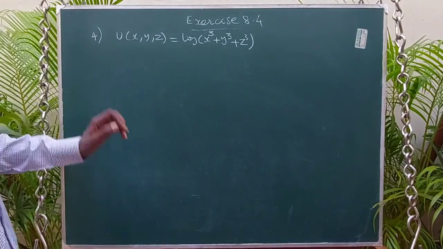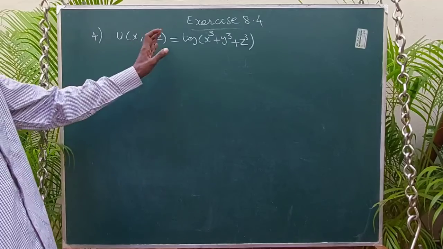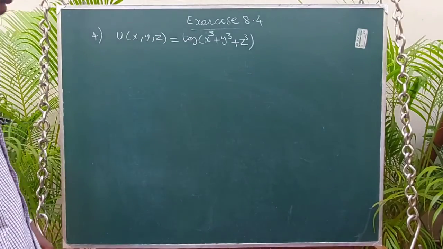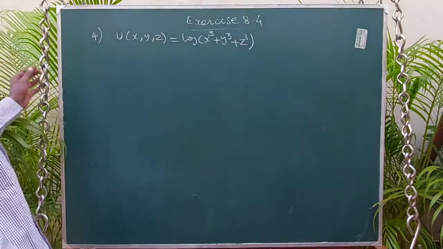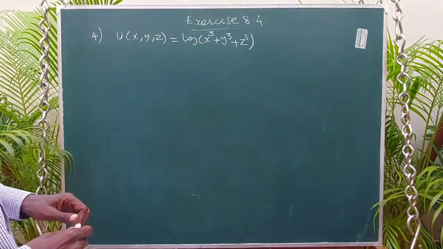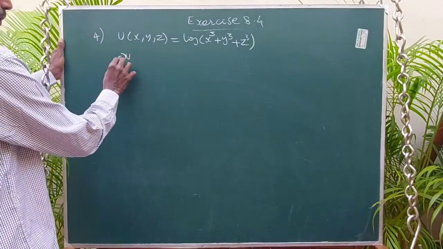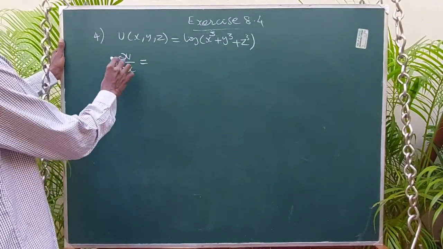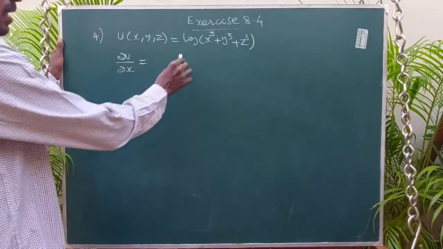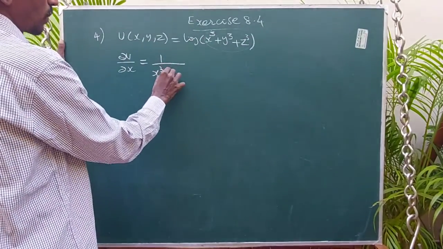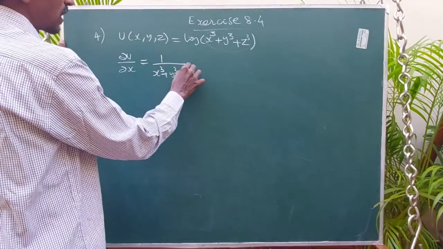Number 4 in the exercise 8.4, u of x, y, z is given as log of x cube plus y cube plus z cube. Find dou u by dou x, dou u by dou y and dou u by dou z. So we can find out separately. With respect to x means imagine y and z as constant. Imagine it is log x, differentiation 1 by x. So 1 by x cube plus y cube plus z cube.